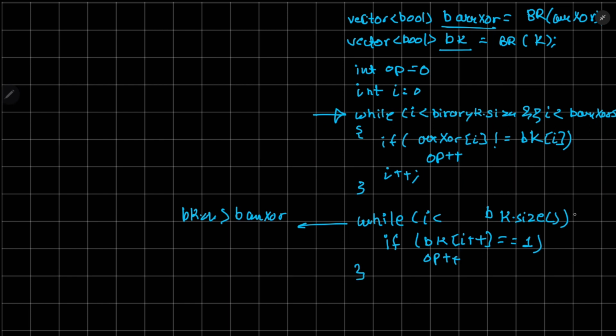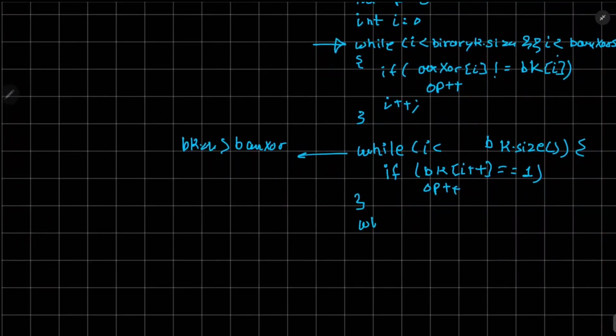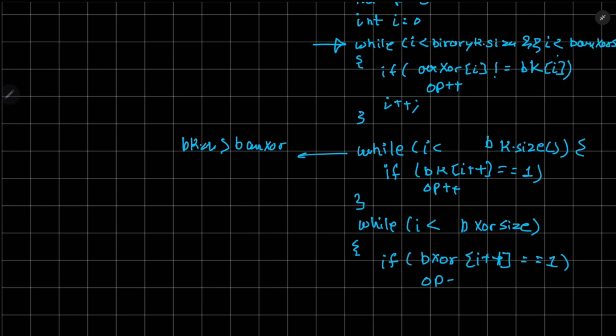Now let's say this condition was false. If this condition was false, this means that our binary array XOR has more size. This condition has broken the loop, not that condition. So we will have to write a while loop for it also. So while I is less than b XOR size, then what we will do is we will check if b XOR[I plus plus] is equal to 1, then we will do op plus plus.